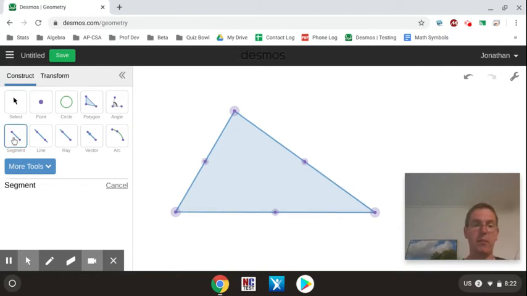Now, when we're talking about a median line, I'm going to show you a median line. I'm going to pick the segment tool here, and I'm just going to make a segment that goes from this point here to this point here. Once again, I'm just clicking on the points to select them. That's the median of the triangle.